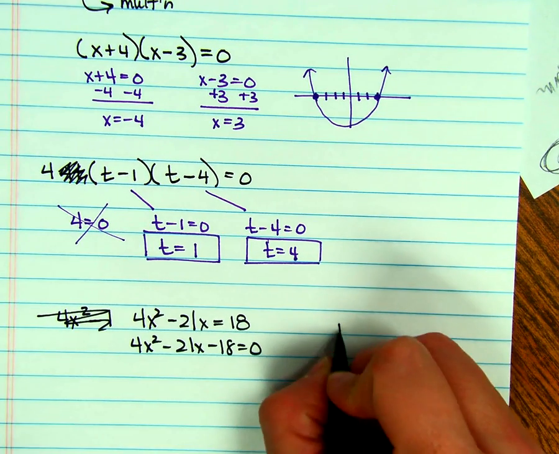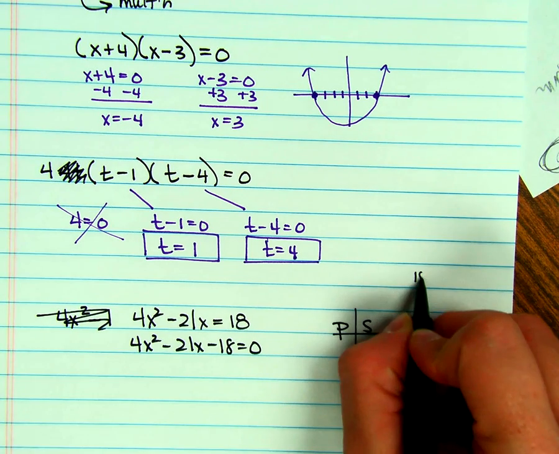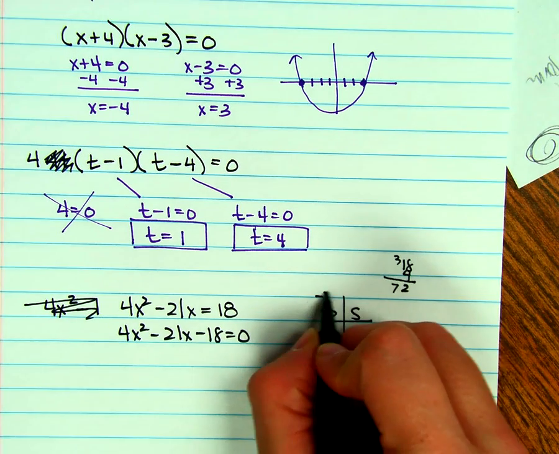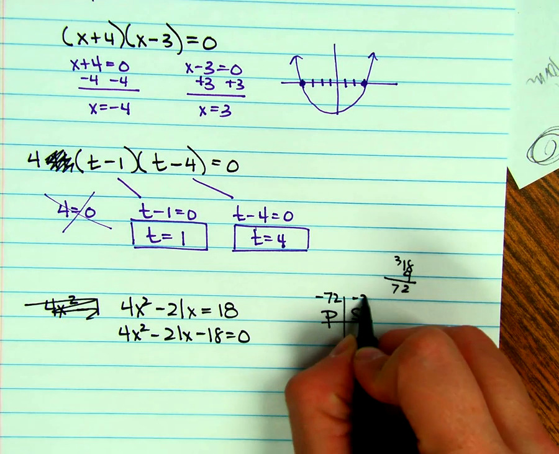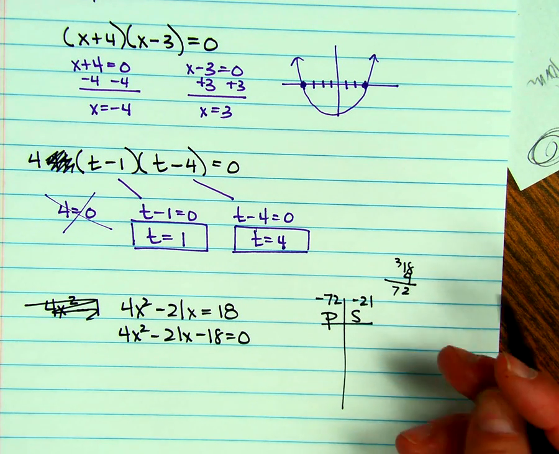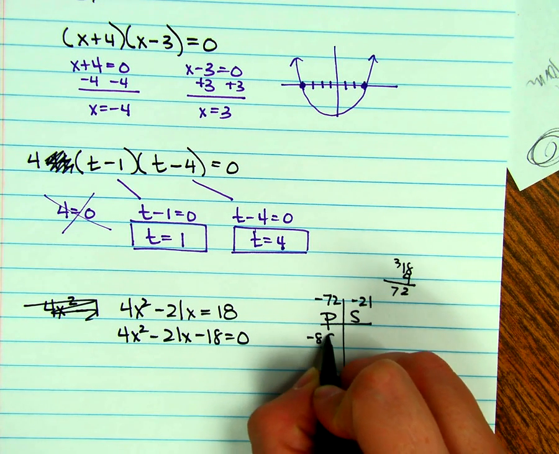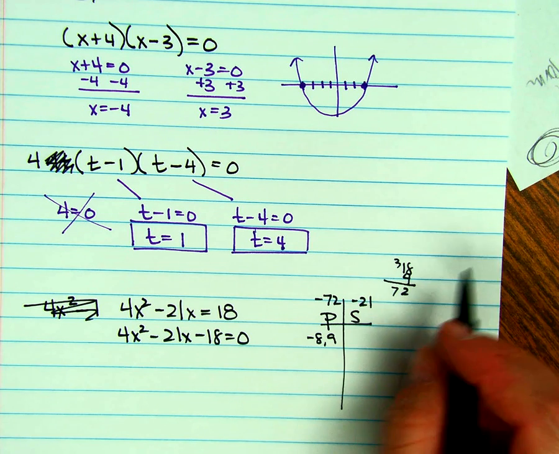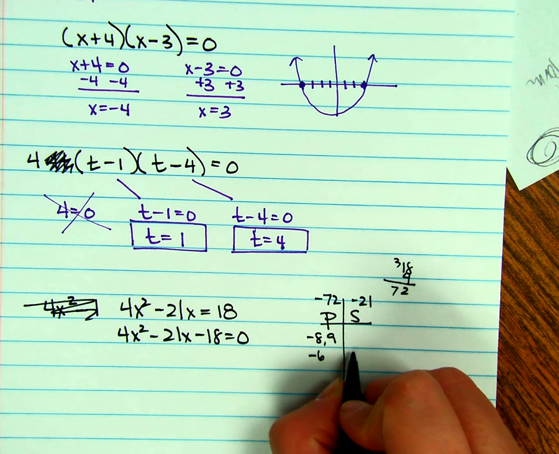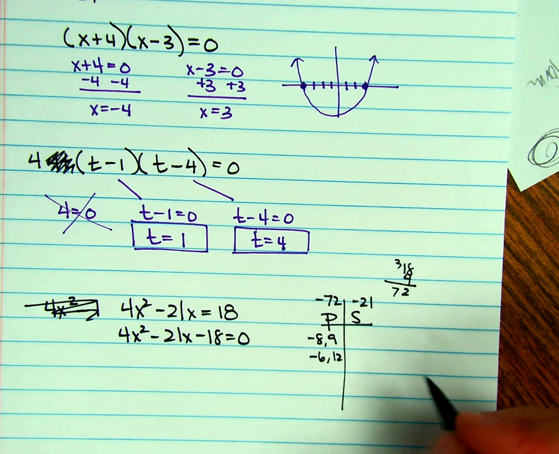And I do my product sum. My product is 4 times negative 18, gives me a negative 72. And my sum is negative 21. So I would have, let's see, I do 8 and 9. Well, that gives me 1 or negative 1, so that's not it. Let's try a 6. So negative 6 goes in there 12 times. Well, if I add those, it gives me either 18 or 6, so that's not it.